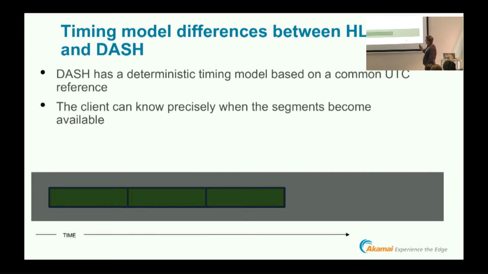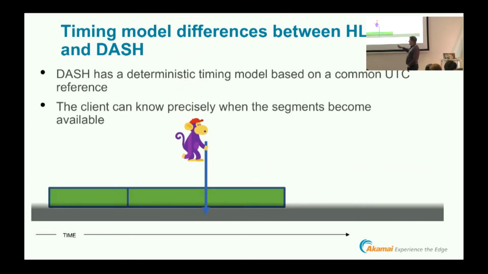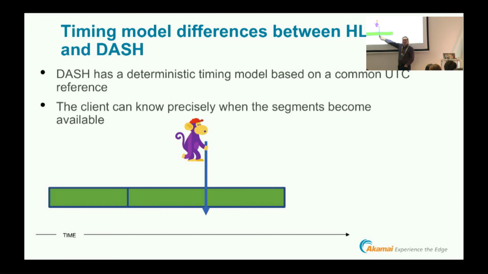So Dash is a little different. It's a deterministic timing model. In this case, the client has a precise idea of when the encoder is making the segments. So it's like a transparent box. It can see inside it. And in theory, it should be able to come down and nail the segment right at the start. That's when we want it. We want to grab it as soon as it's available because we get the lowest latency. And that's the theory. The trouble is it requires accurate timing.